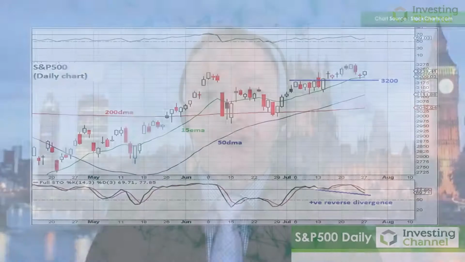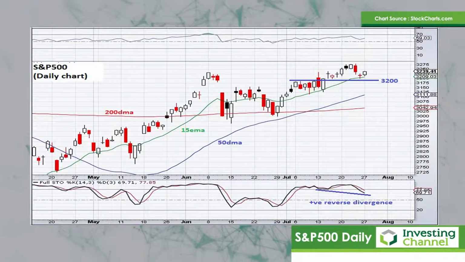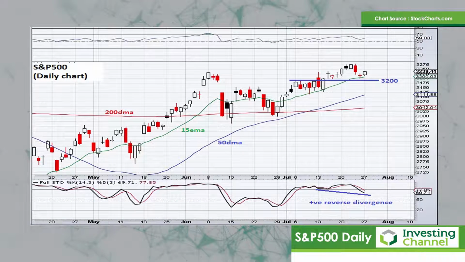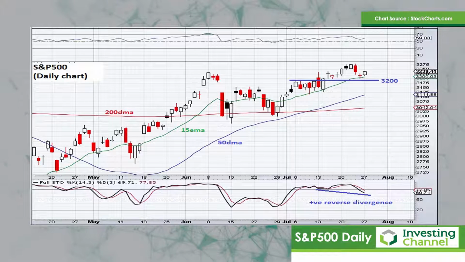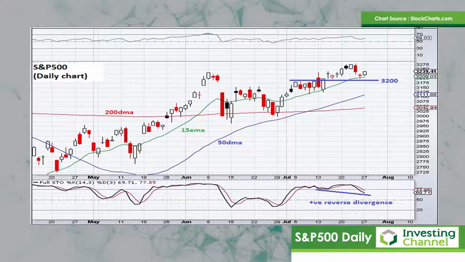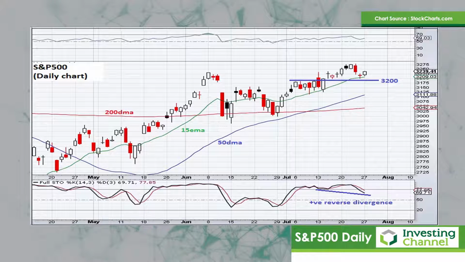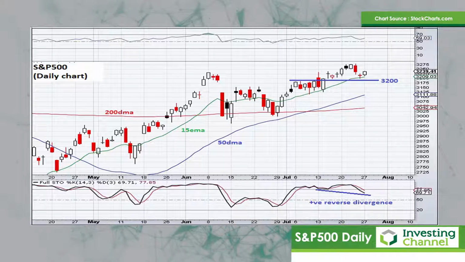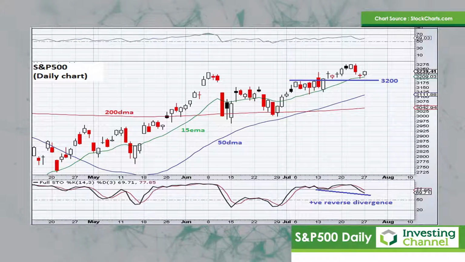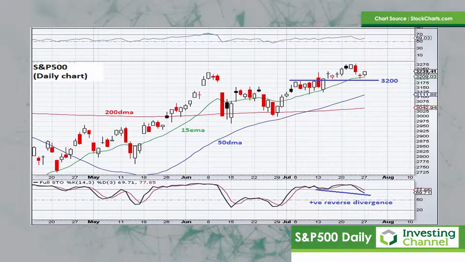So as usual, we start with the daily chart of the S&P 500 and have a look at the trading activity there. What's evident is that the upward trend is still very much intact. You can see this market trading above all the crucial moving averages that we monitor there. The 15-period exponential moving average is the short one that we're looking at there. Then we've also got a 50-day moving average and a 200-day moving average.